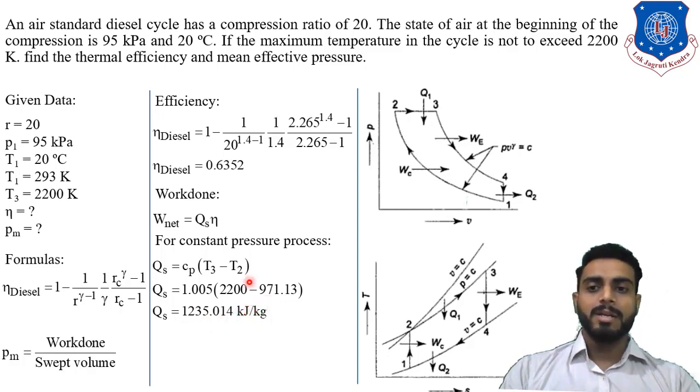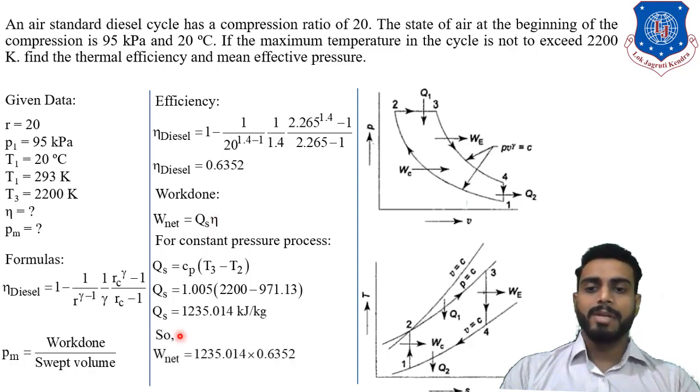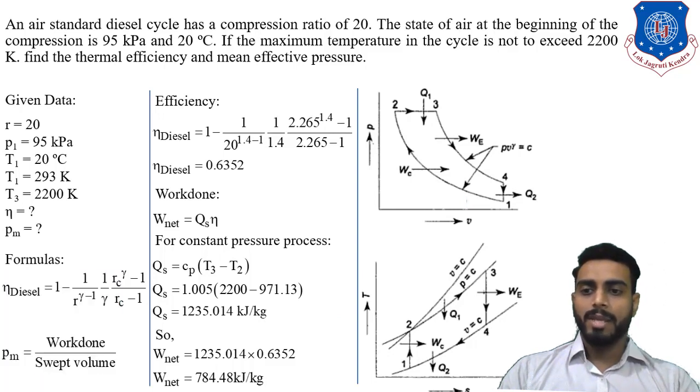So QS is done. Now if you substitute the value of QS over here, you can find out the value of W net. So W net is equal to 1235.014 into 0.6352, right? So we will have the final answer as 784.48 kilojoule per kg, right? So you can appreciate that this is how we can find out the net work done. Okay, now let's move further. What is our main goal? Our main goal is to find out the work done. So work done is done.